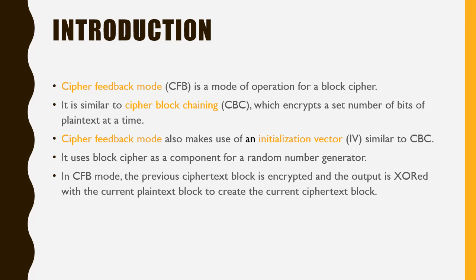It is similar to cipher block chaining, CBC, which encrypts a set number of bits of plaintext at a time. Cipher Feedback Mode also makes use of an initialization vector, IV, similar to CBC. It uses a block cipher as a component for a random number generator. In CFB mode, the previous ciphertext block is encrypted and the output is XORed with the current plaintext block to create the current ciphertext block.